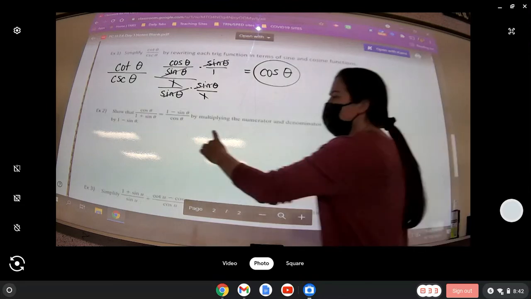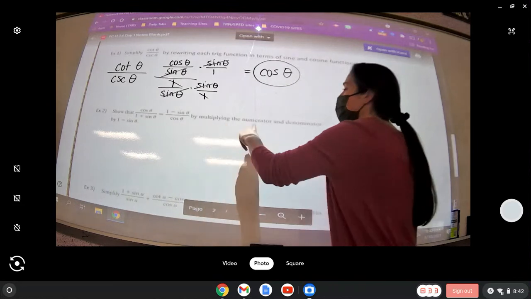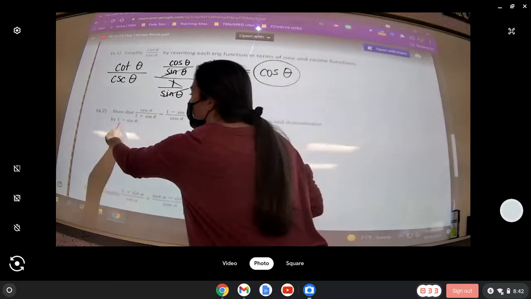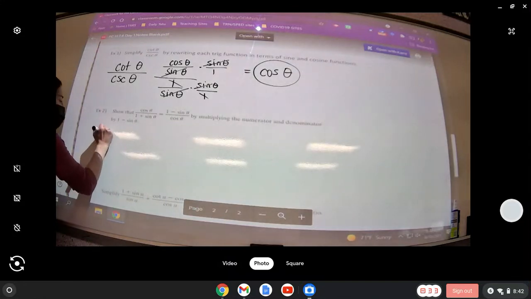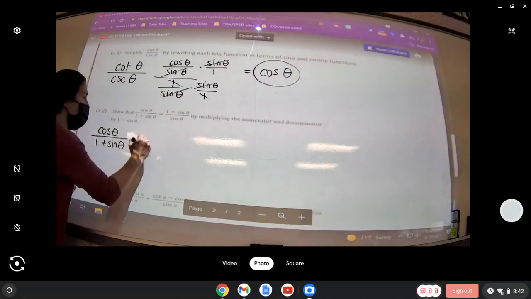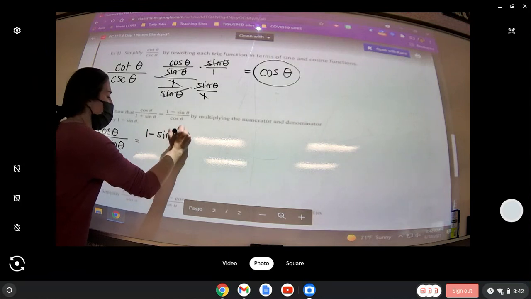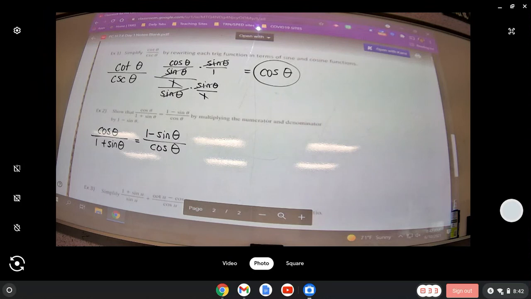They want us to show that this is equal to that by multiplying the numerator and denominator by 1 minus sine theta. So guys, they want me to show that cosine theta divided by 1 plus sine theta is equal to 1 minus sine theta divided by cosine theta. They want us to show that the left side equals the right side. Now, lucky for us, they've told us exactly what they want us to do in order to show that the left side is equal to the right side.